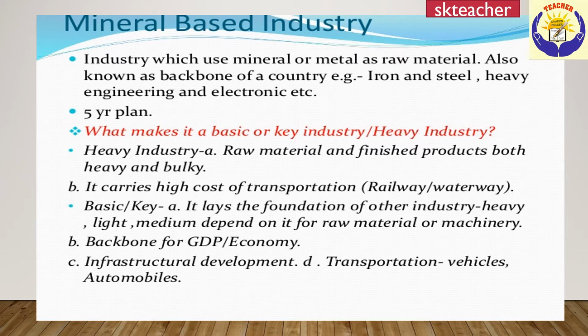What makes it a basic or key industry or heavy industry? Heavy industry: raw material and finished products are both heavy and bulky. It carries a high cost of transportation, maybe by railway or waterway. It lays the foundation of other industries. Heavy, light and medium industries depend on it for raw material or machinery. It's a backbone for our GDP and economy, infrastructural development, transportation, vehicles and automobiles.